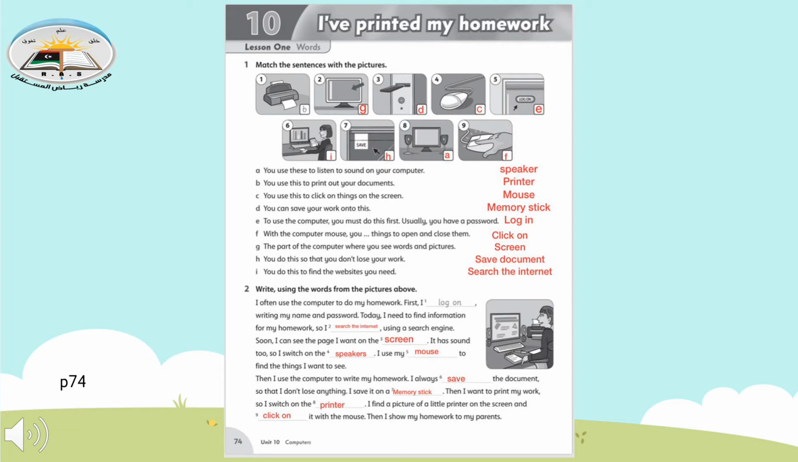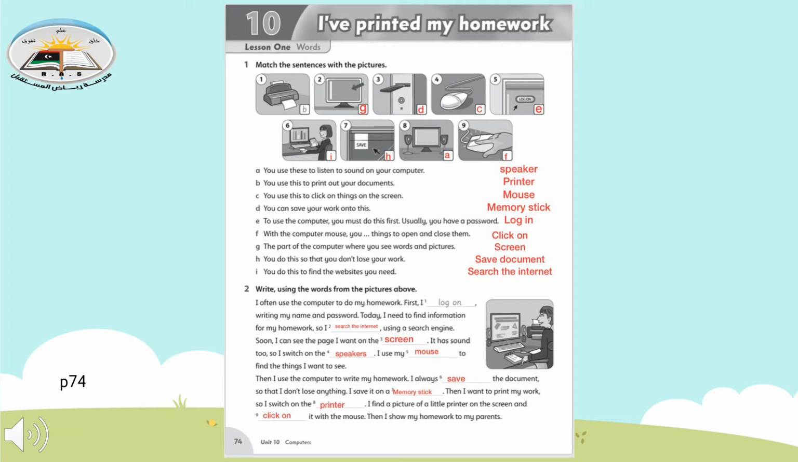Space number 3, fill it with screen. It has sound too. So I switch on the speakers. Space number 4, speakers. I use my mouse to find things I want to see. Space number 5, mouse. Then I use the computer to write my homework. I always save the document. Space number 6, save. So that I don't lose anything. I save it on the memory stick.